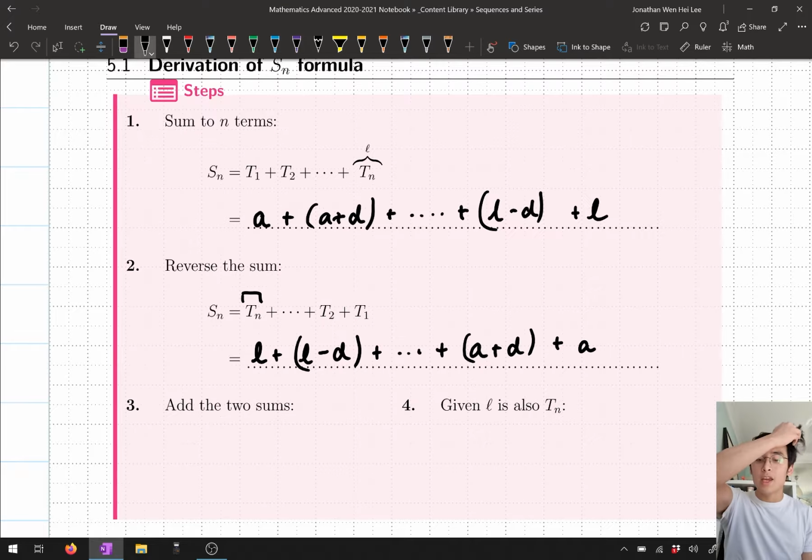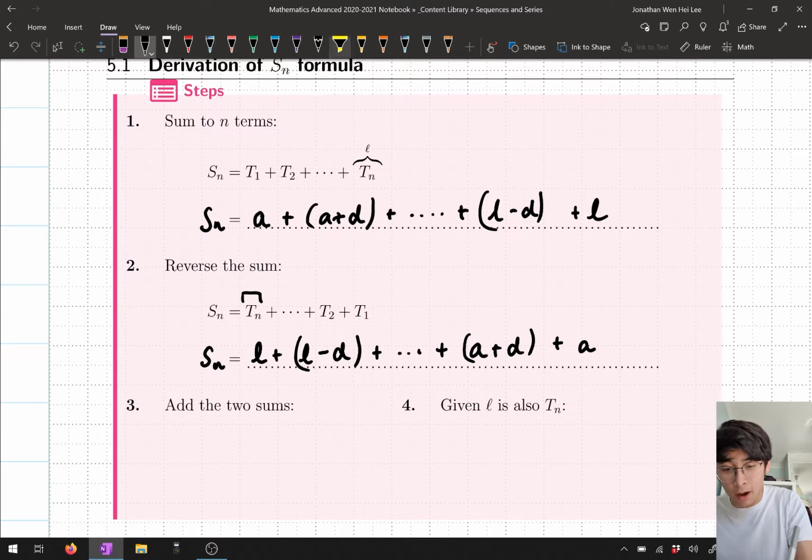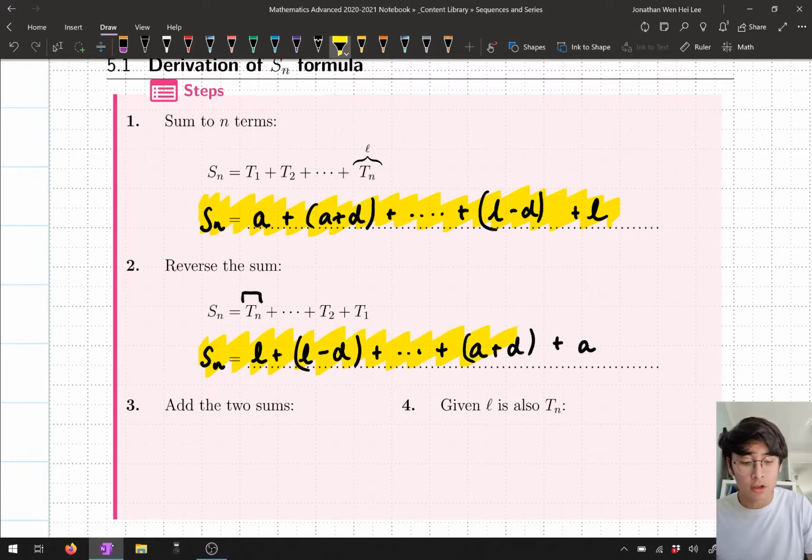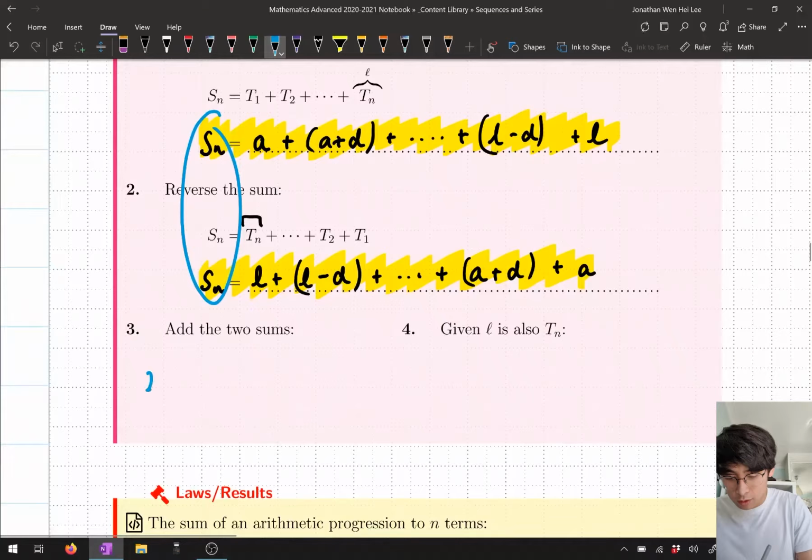Now, the reason why I'm doing this is because now we have two equations for Sn. So here, this is our partial sum Sn, and this is our partial sum Sn. We have these two formulas. And what we're going to do is we're going to actually add the two sums together. Now, if I add the two sums, on my left-hand side, if I add those two values together, I'm just going to get two lots of this partial sum, two lots of Sn.